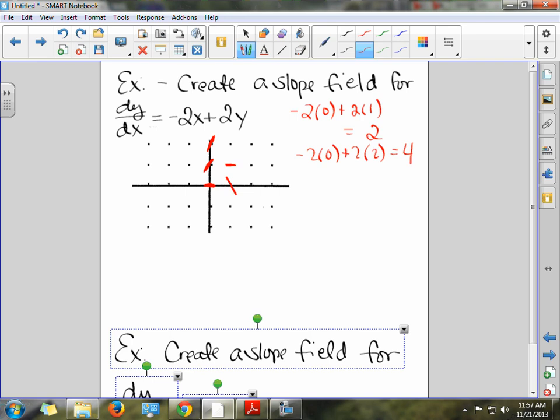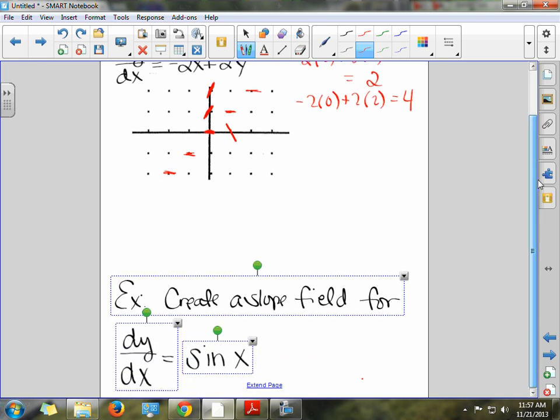And you can kind of see patterns. I see that when x and y are equal, my slope's going to be 0, so I could just go through and plug in 0 for all the places where x and y are equal. And then you just go through and fill in the whole thing. So what I want you guys to do is pause the video and try to work out this problem. You'll have to use a calculator to approximate for sine x, and then come back and see how you did.